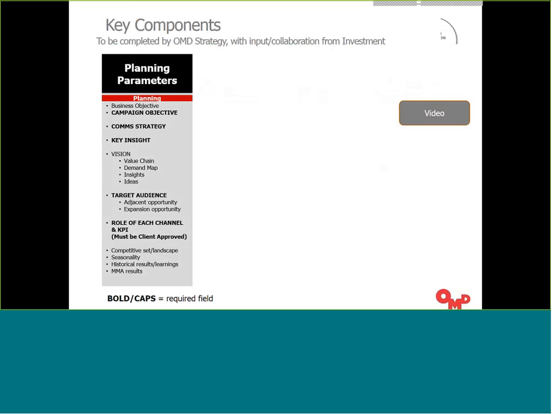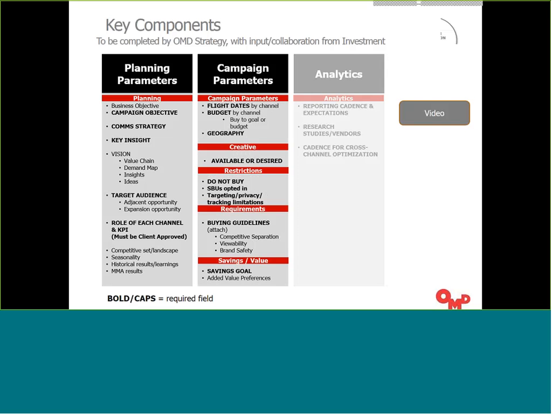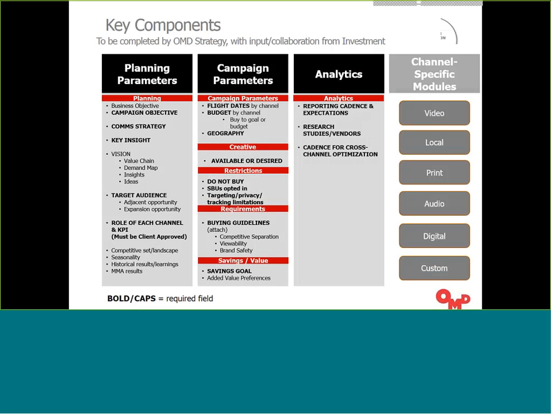So in terms of the key components for the brief, and this is all fitting into the one page we discussed, the first part is planning parameters, and these are all the key strategic inputs that you might expect: business objective, communication strategy, all the great work you've done in Vision, audience insights, as well as target audience information and the key role of each channel.